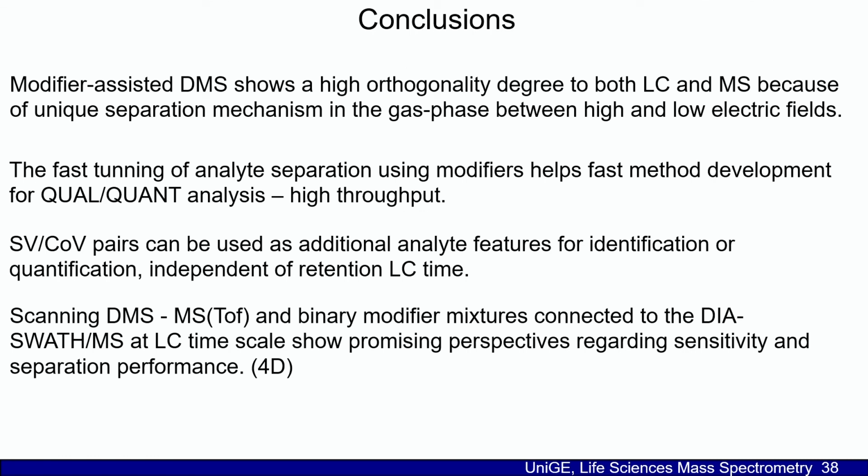So modifier-assisted DMS shows a high degree of orthogonality to both LC and MS, because of a unique separation mechanism. The fast tuning of analyte separation using modifier helps fast method development. COV can also be used as a library for analyte identification, why not, like CCS, and also, as a future perspective, bring MS-MS as well for 4-dimensional separations.